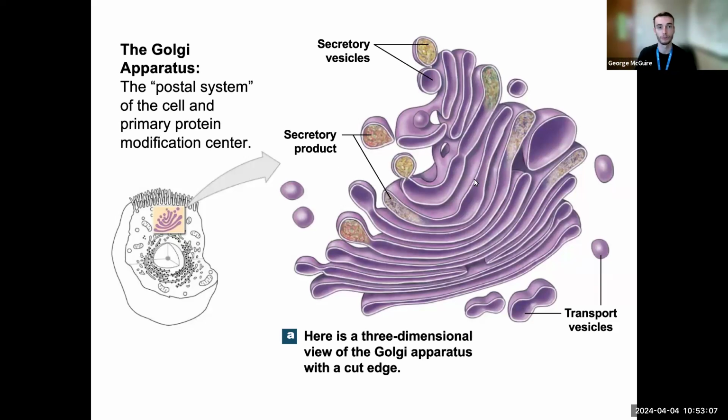The Golgi apparatus will modify these vesicles that are carrying the molecules throughout our cell by adding glycoproteins or glycolipids that act as the stamp or the address for where that molecule needs to go.